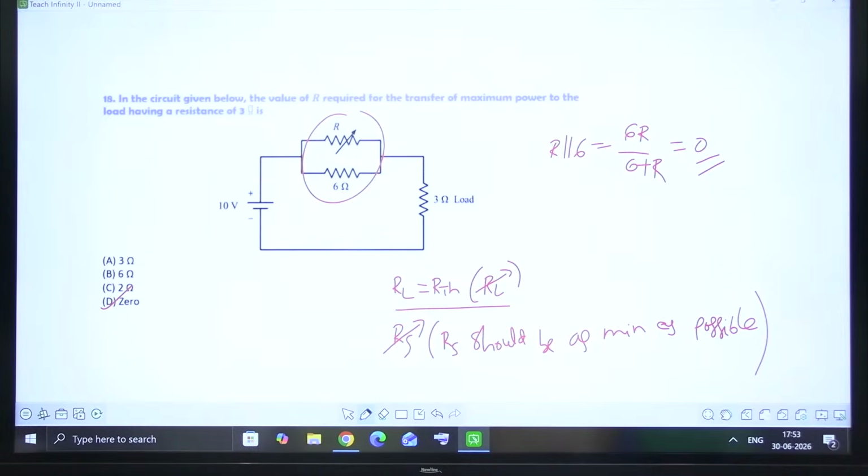Now, in the source place, what is there? R in parallel with 6 is there. R in parallel with 6 can be 0 if R is equal to 0. R is equal to 0. Let me know whether you guys understood this concept or not. Yes, all of you, let me know. Jayasai, Nishita, Tejas, Gautam.